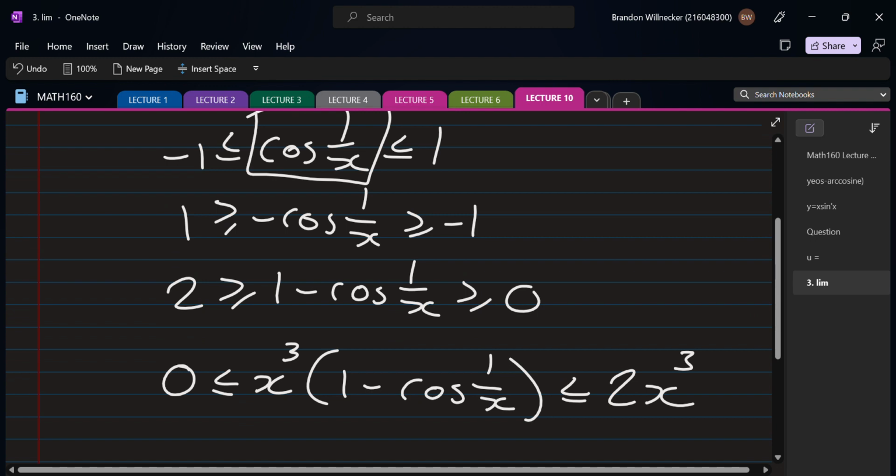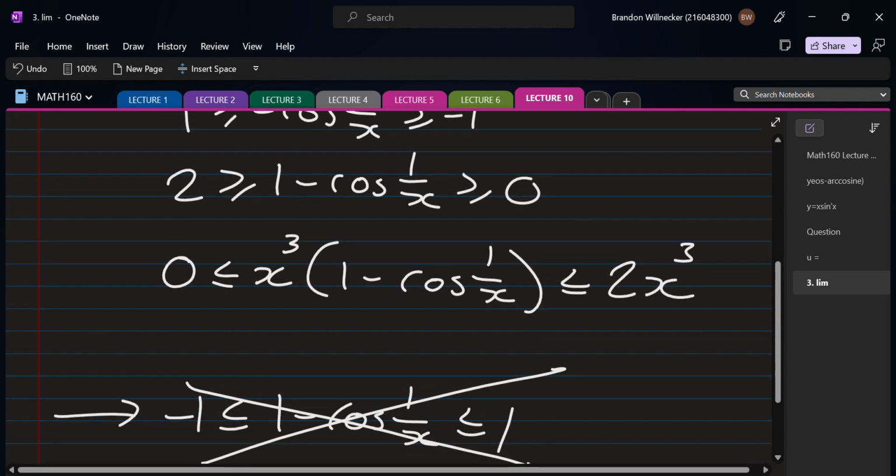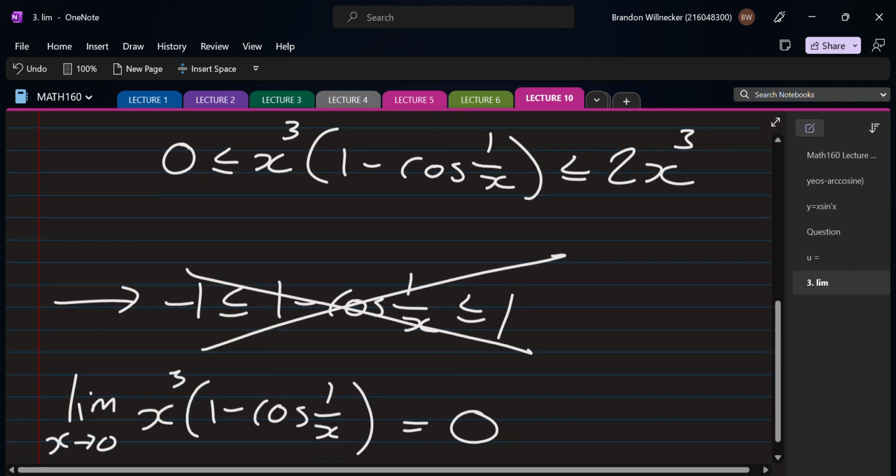And then once you've got the full function in the middle, then you can do your limits on either side. Okay, and then you can get your answer.